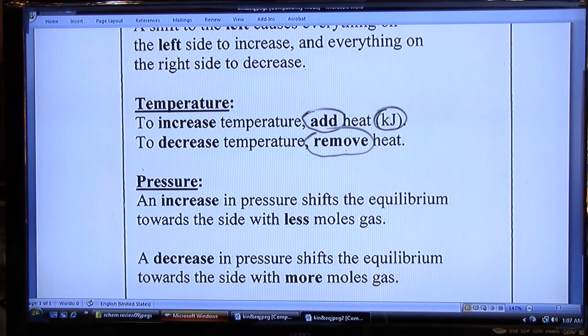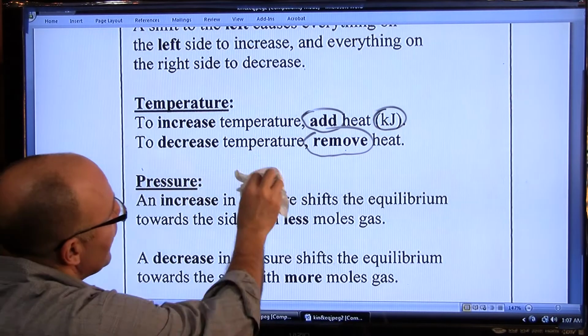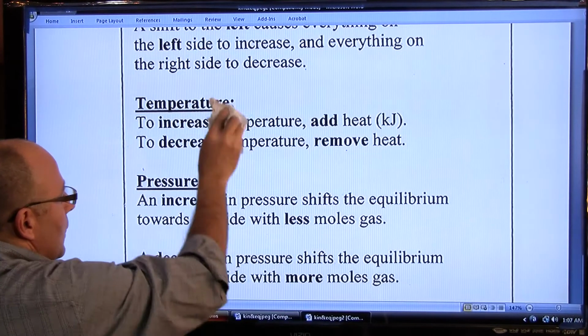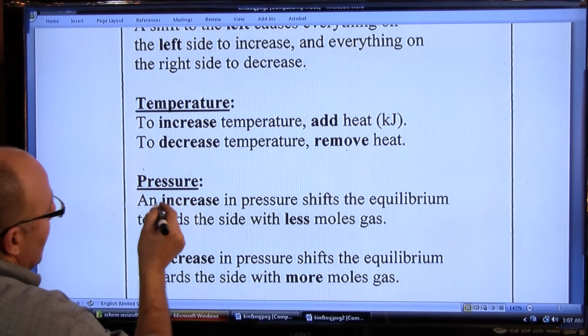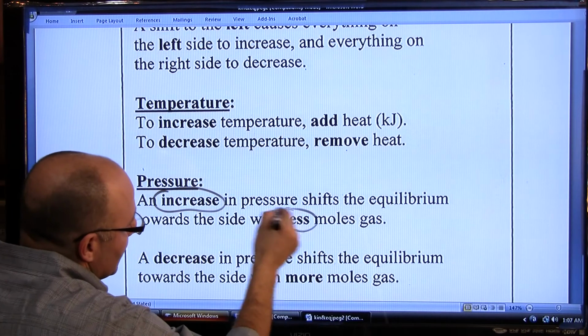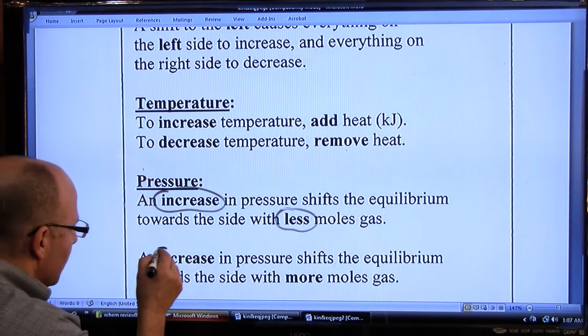And then for pressure, because pressure can also shift the equilibrium point, an increase in pressure will shift the equilibrium towards the side with fewer moles of gas. You're going to have to count how many moles there are by the coefficients in the equation. And a decrease in pressure shifts the equilibrium towards the side with more moles of gas.